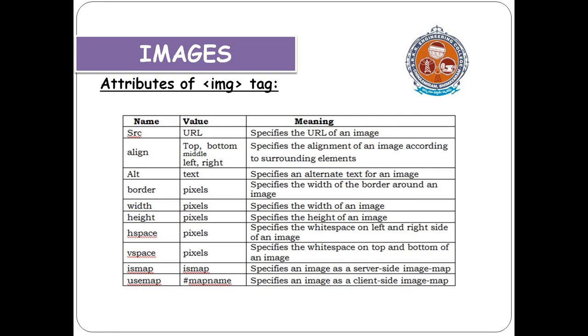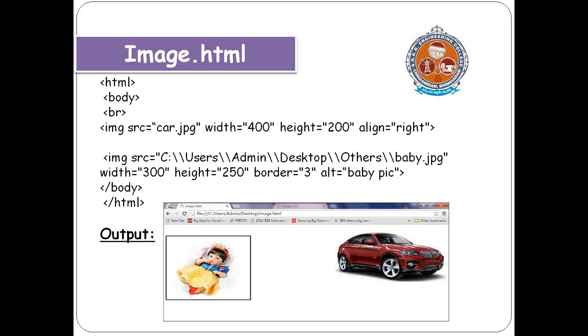The attributes of the image tag: src specifies the URL of an image, where the image is stored; align, that means top, bottom, middle, left, right; alt text specifies an alternative text for an image, so whenever you move over it, one text will appear here. Same like that, border, width, height, hspace, vspace, that means horizontal space on left and right, and vertical spaces. Ismap specifies a server-side image map. Usemap specifies a client-side map.